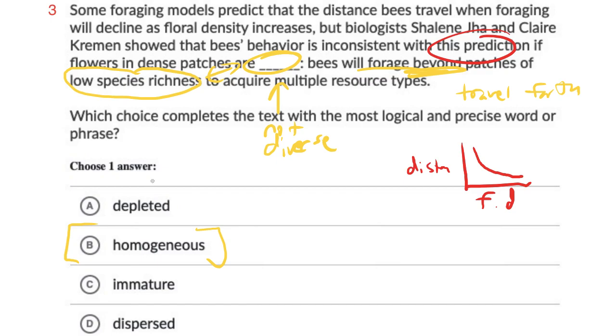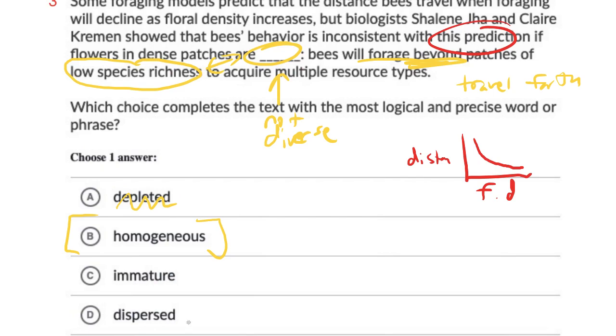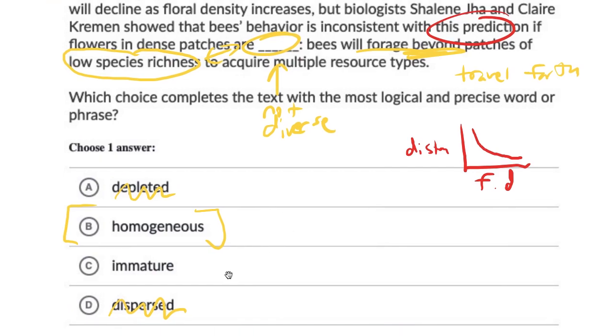It's not about being depleted. That could make sense, but it doesn't connect with what comes after it here. It's not saying anything about being depleted, meaning used up, basically. Dispersed, spread out, that's kind of the opposite. It's not exactly the opposite of homogeneous, but it's getting in that direction. I guess dispersed is really more the opposite of dense here. Then immature, nothing about maturity.